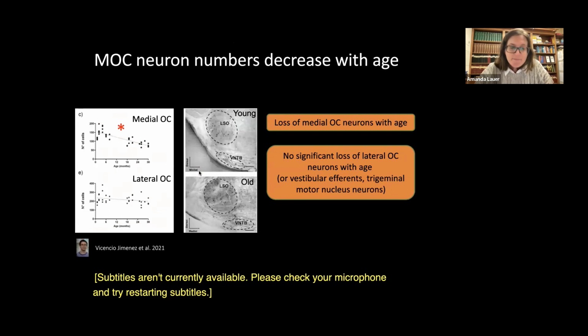When we look in the brainstem, something that is much harder to do with human tissue, so we stick with our mouse model here, we can count the cell bodies for these efferents labeled with choline acetyltransferase. And what we see with age is that we lose medial efferent neurons, but not the laterals. And I don't have the data shown here, but I'll just say this seems to be a particular vulnerability of the medial efferent neurons because there was no change in the vestibular efferent neurons or the trigeminal motor nucleus neuron control.